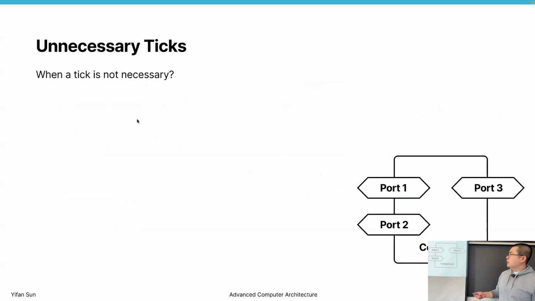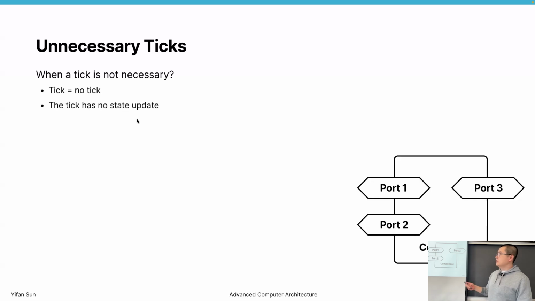Okay, so for unnecessary ticks, what are the unnecessary ticks? We think if we tick this component, but this component's state will remain the same, we consider them unnecessary ticks. So if a tick on this particular component has no state update, the internal state has not updated, we consider the tick is not necessary, right?